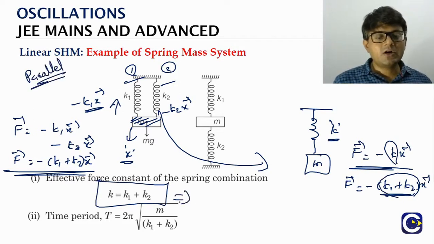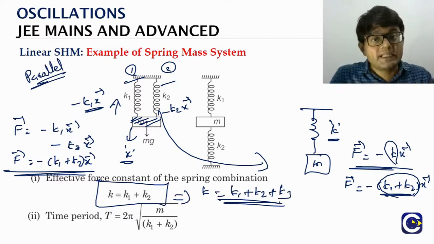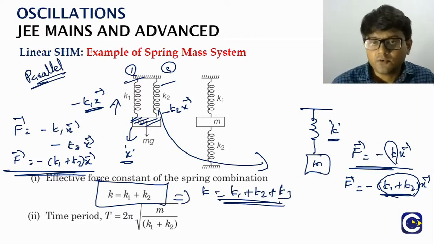The effective spring constant will be equal to k1 plus k2. So if you have three springs arranged like that, then it is k1 plus k2 plus k3. Four springs, k1 plus k2 plus k3 plus k4, like that.